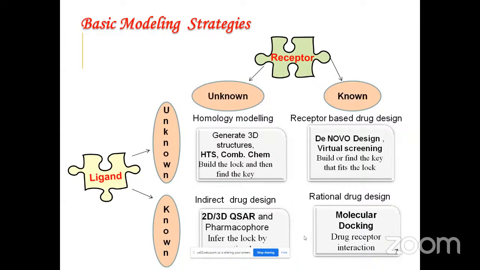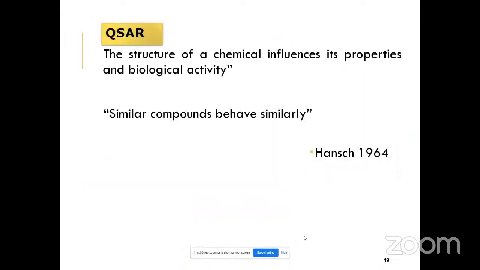If the ligand structure is known and your receptor structure is known, directly go for docking, which means you go directly for the binding analysis: which part of the molecule is binding with that particular receptor. Optimize that part, develop your own set of molecules, and you can get potent molecules.